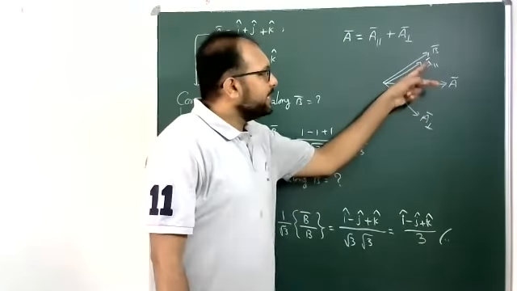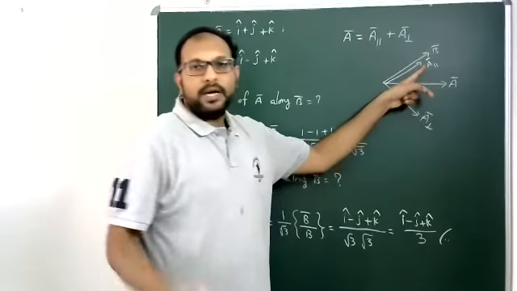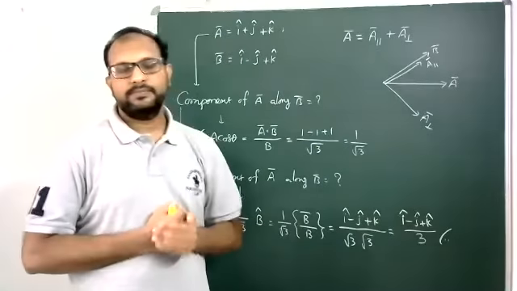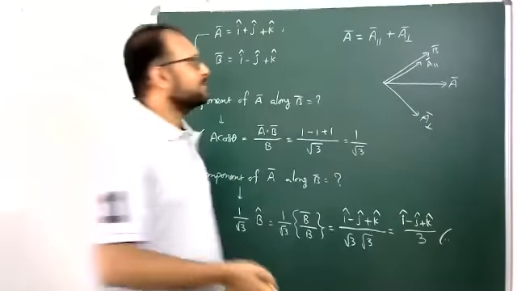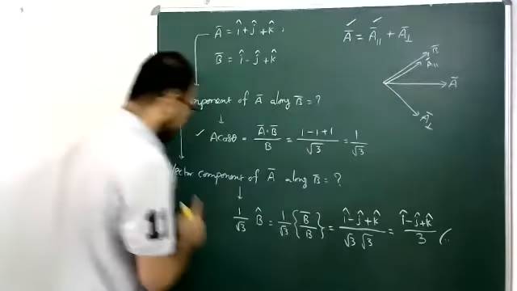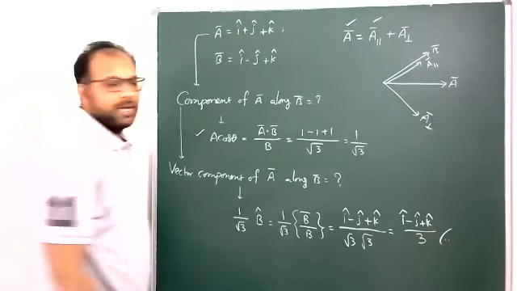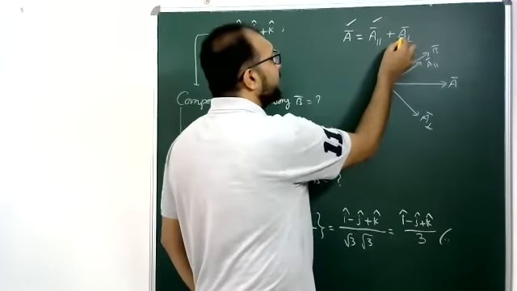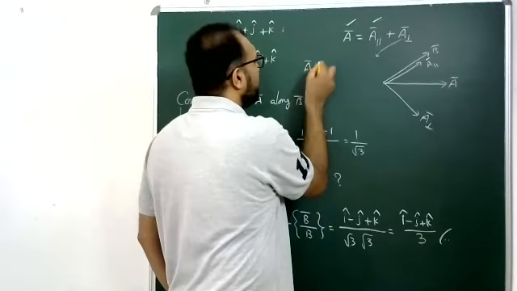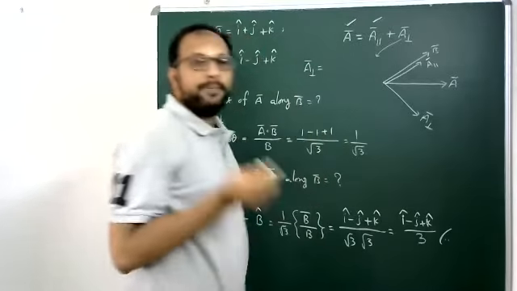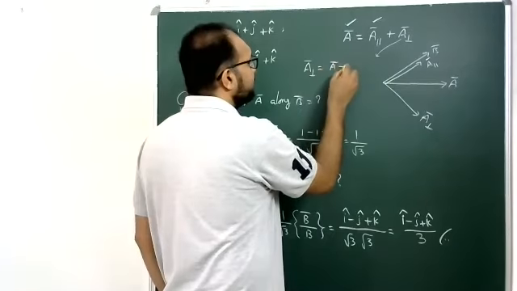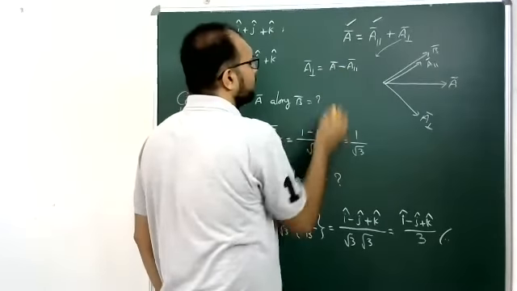Yes, now these two components addition is nothing but A, again this vector. Yes, in this, students, A bar we know, A parallel, this also we know. Now your target is A perpendicular, that is perpendicular to B bar. A bar minus A parallel bar.